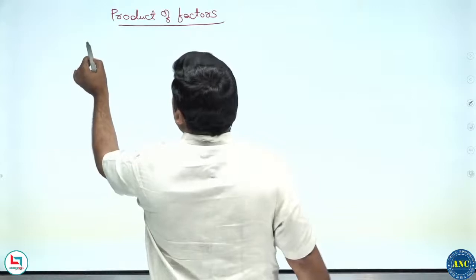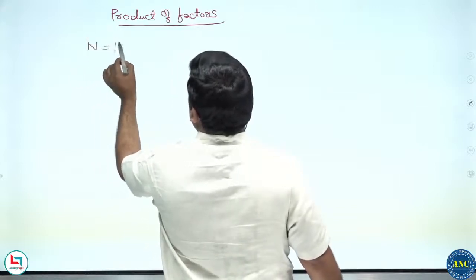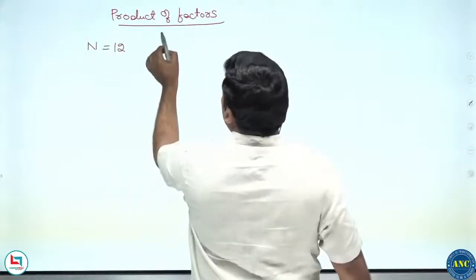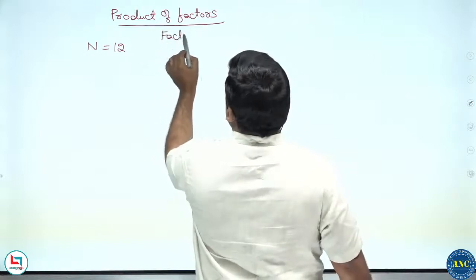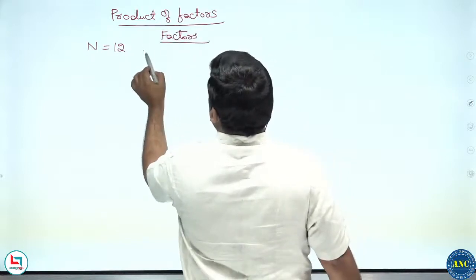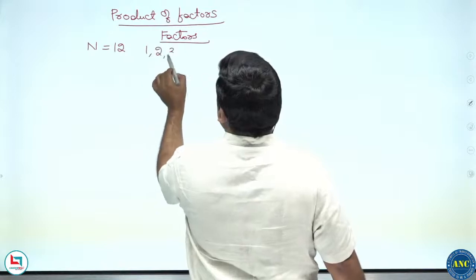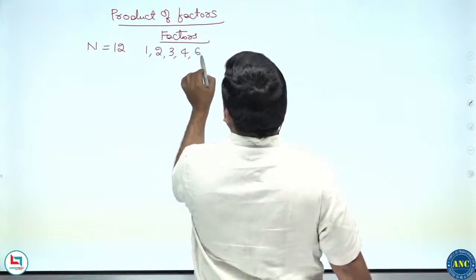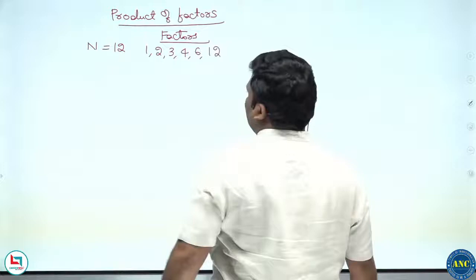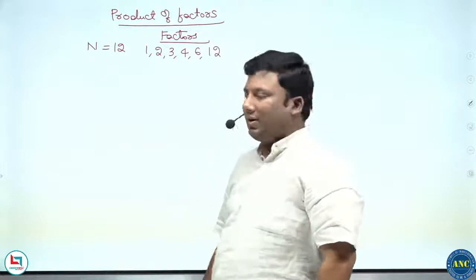For example, n equivalent to 12. 12 is a random number. What are the factors of 12? Factors of 12 are 1 is a factor, 2 is a factor, 3 is a factor, 4 is a factor, 6 is a factor, and 12 is also a factor.